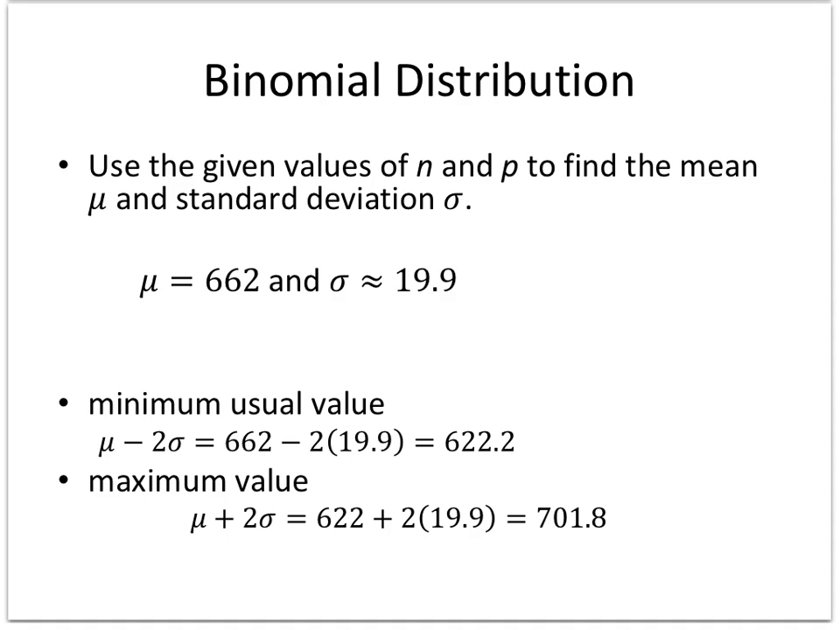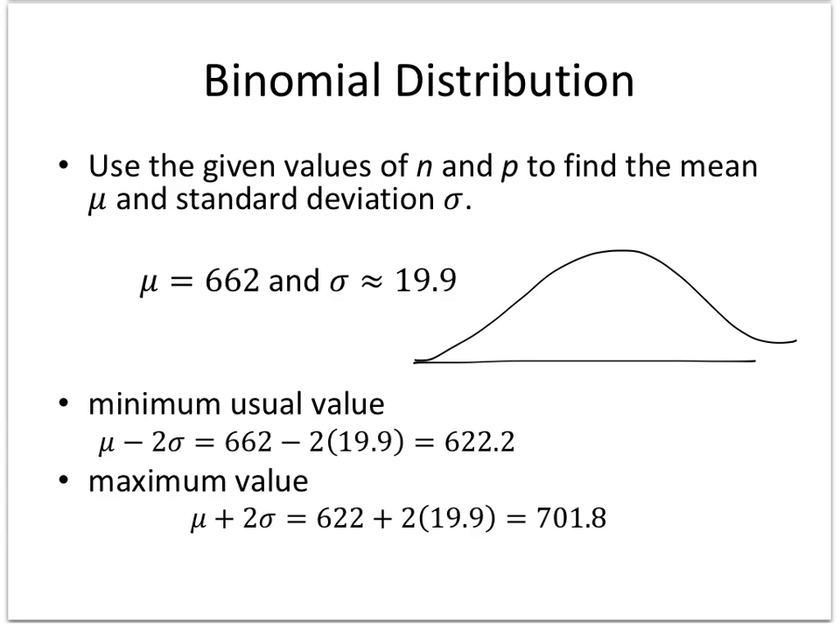So we just simply plug in these values that we got, our 662 for the mean, 2 times our standard deviation, and so anything below this we would consider too small. It would be an unusual value by the minimum, and then by the maximum we add our mean plus 2 times our standard deviation, and we get this value. So again, this is good to know what this means.